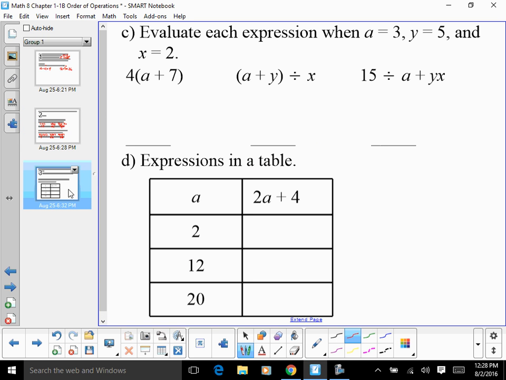If you would like to try C, you will substitute in 3 different variables, and then I'll go over them. So you can hit pause, and then you can come back and we'll go over them.